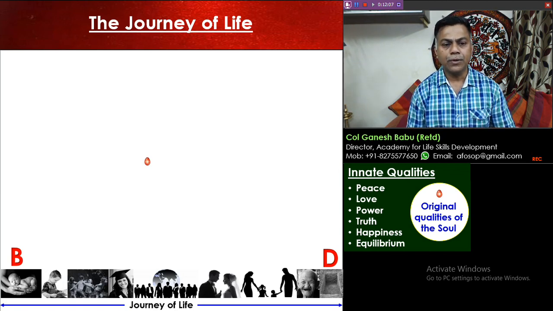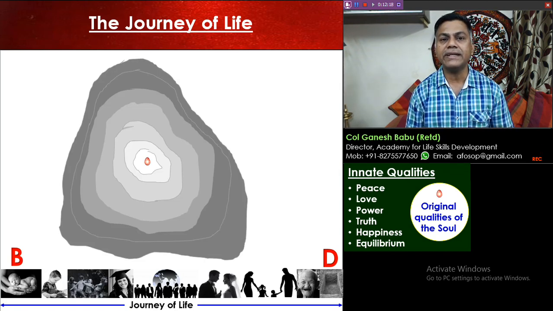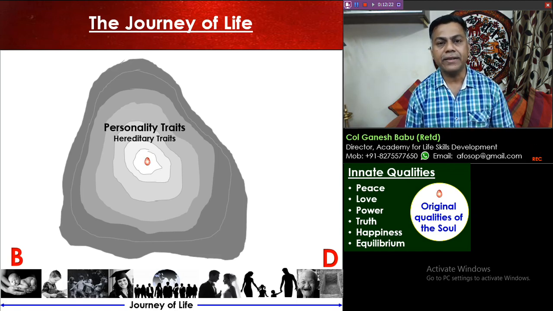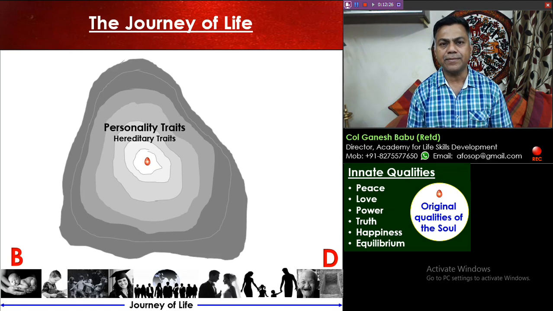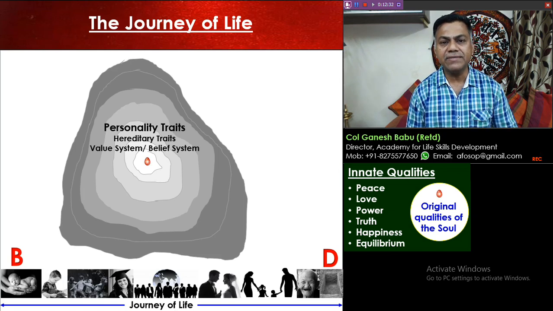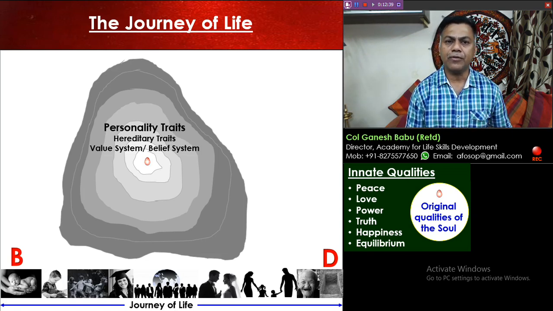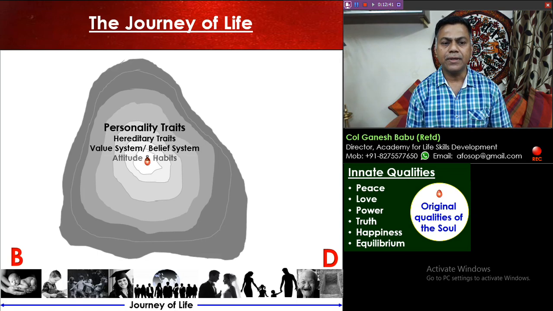So after the birth, the child goes through, and what are these? They are nothing but the personality traits that are acquired. So what are these? For example, the hereditary, that is chromosomes, mother and father, genetic, we understand as part of the biology we have studied. Next is the value system that the parents give, the society gives, the belief system that the child develops. So if you're from Haryana, a different belief system. If you're from Kerala, a different belief system. If you're from the US, a different belief system. Your attitudes, your habit formations, everything is gradually shaping up.